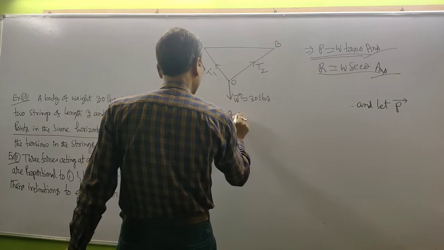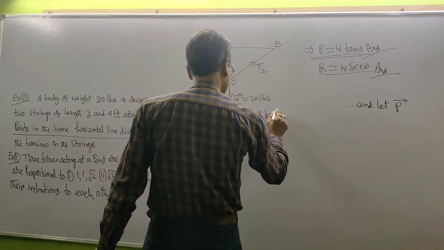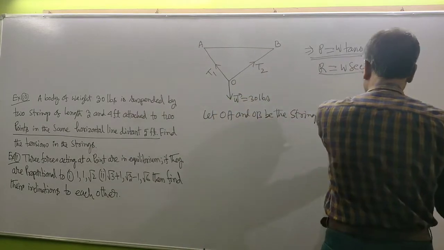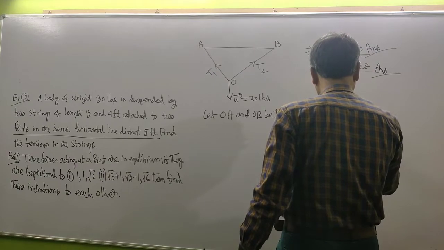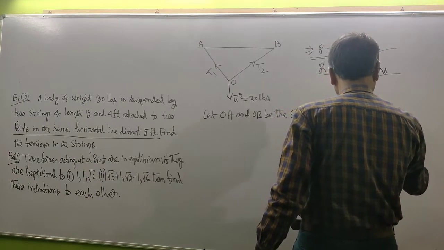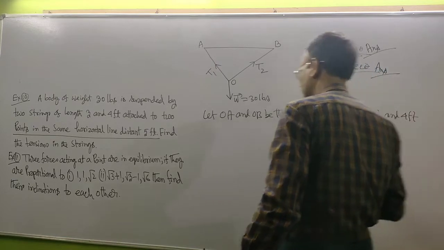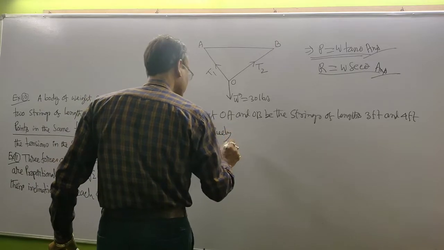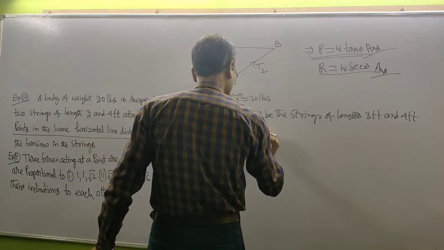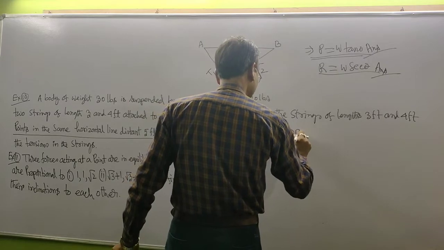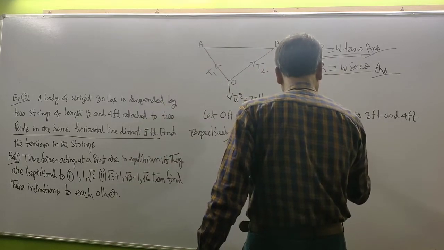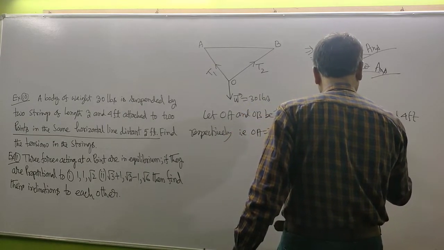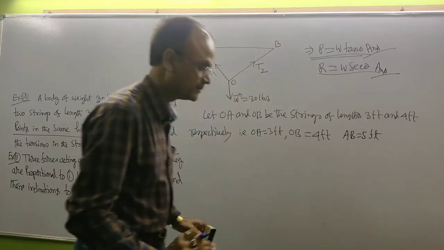Let OA and OB be the strings of length 3 feet and 4 feet respectively. That is, OA equal to 3 feet, OB equal to 4 feet. These are two strings, and AB equal to 5 feet.